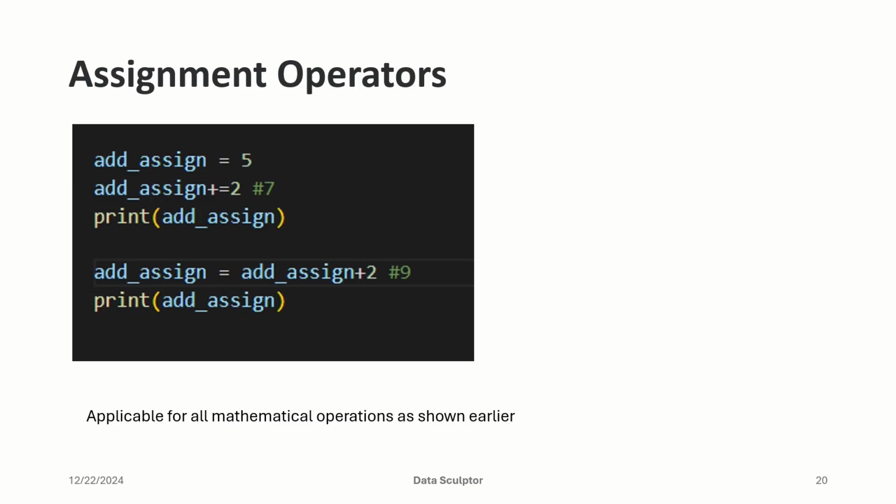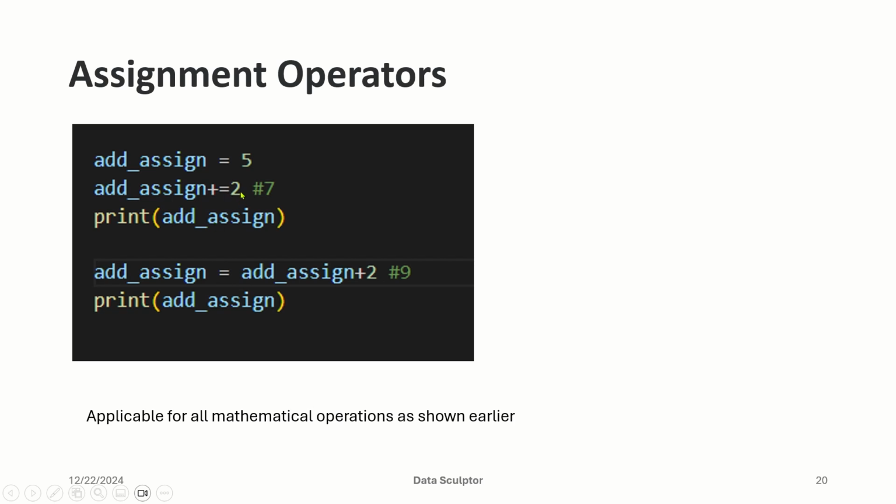Next, assignment operators. Assignment operators are again simple. Suppose you create a variable, a is equal to 5, and you want to increment this variable by 2. You can simply write a plus equals 2. That means plus equals will automatically be considered as a equals a plus 2. So if you want to increment this variable by 2 or whatever value, you use this assignment operator, plus equals.